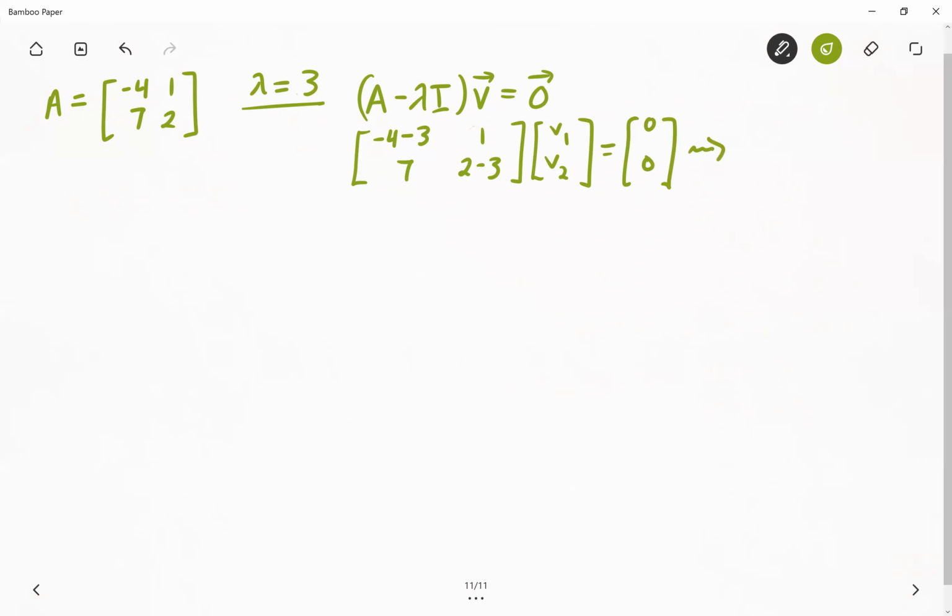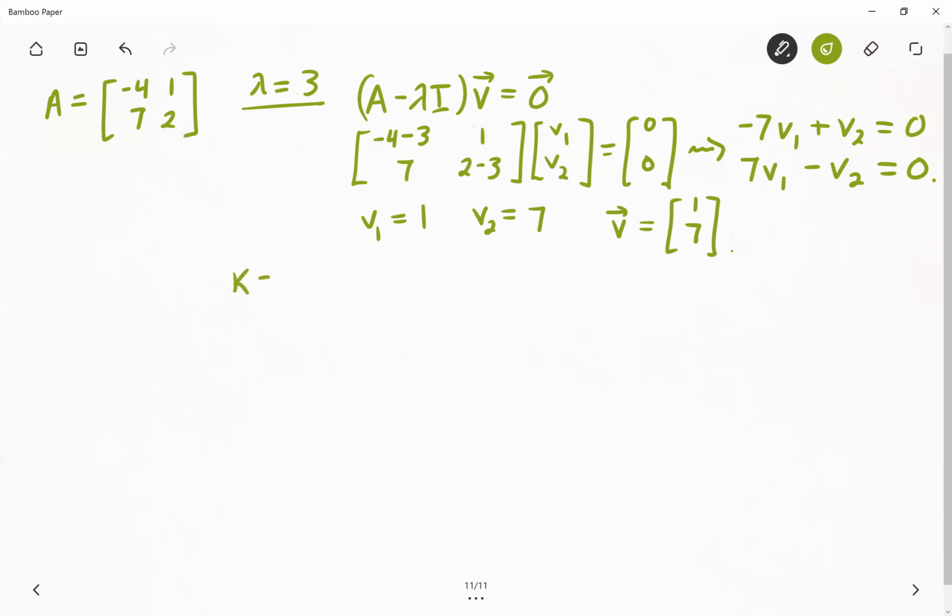Let's turn this into a system of equations. We'll have negative 7 times v1 plus v2 equals 0. And for the second row, we'll have 7 times v1 minus v2 equals 0. We have that redundancy in our equations, which indicates we're on the right track. We've got a free variable we can pick. So let's choose v1 equal to 1. And that forces v2 to be equal to 7. That will be our first eigenvector, 1, 7.